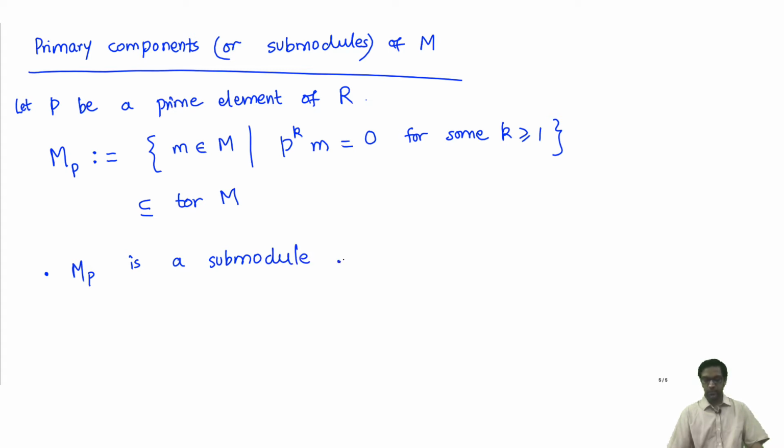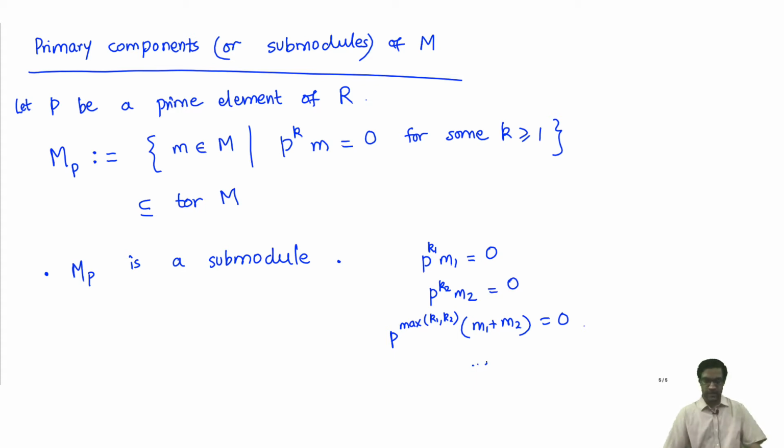Okay, and why is this? Well, the proof is almost the same as what we did in the case of Tor(M). So I'll just quickly indicate the proof. Observe, if I have two elements m1 and m2, and if m1 is killed by some power p^k1 and m2 is killed by p^k2, then in this case m1 plus m2 is certainly going to be killed by, well, the higher of the two is enough. So I just need to take p raised to the maximum of k1 and k2. I don't even need to take the product. Okay, and similarly the other axiom. So it's a very quick check that M_p is in fact a submodule.